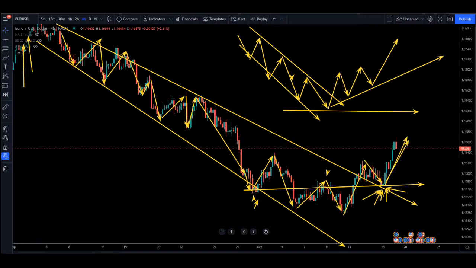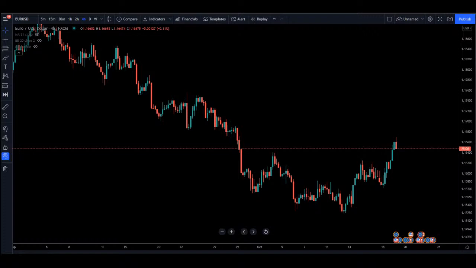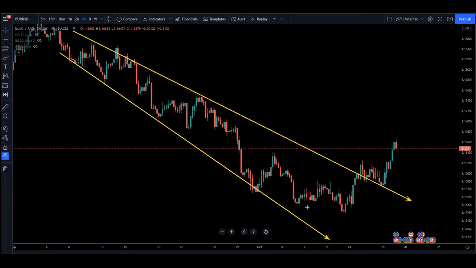Now, look at this. There it is. All right, so look at this. When the price broke that trend line to the upside, the price was already creating a new structure, which is a higher highs and higher lows structure.